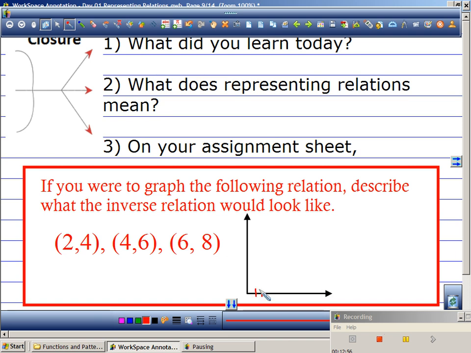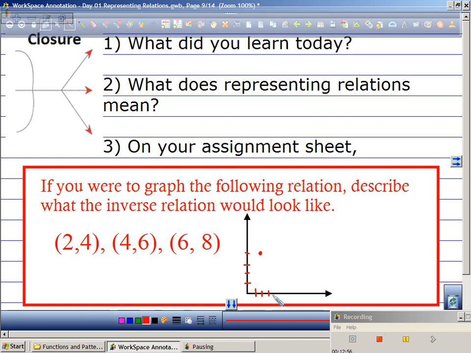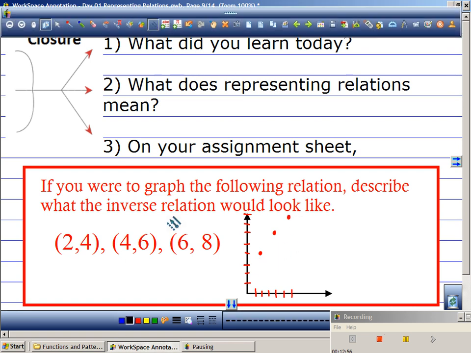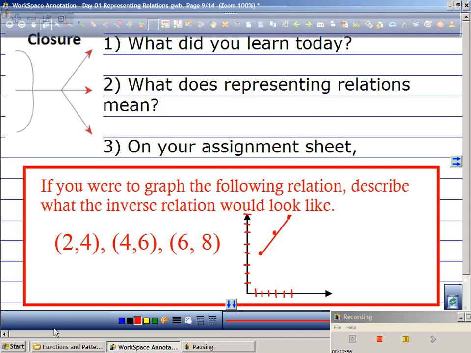So 2, 4 is 1, 2, 1, 2, 3, 4. And 4, 6 is 1, 2, 3, 4, 1, 2, 3, 4, 5, 6. And 6, 8 is 2 more and 2 more, right? What's that look like? Somebody. What does it look like? Doesn't it look like a straight line that's increasing?